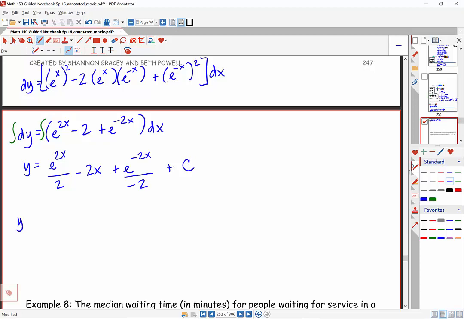So cleaning it up, we'll have y equals 1/2 e to the 2x minus 2x minus 1/2 e to the negative 2x plus c.